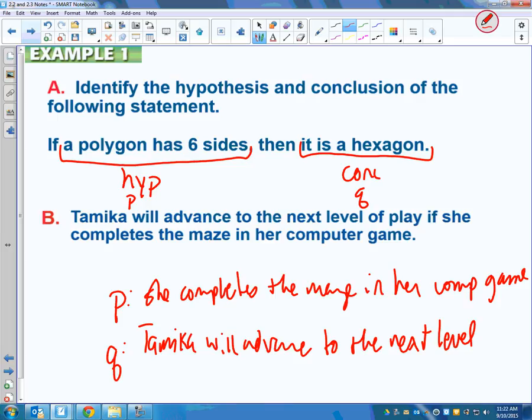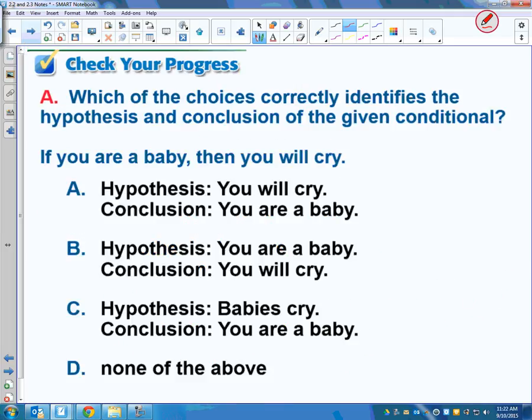Alright, let's see. I might have one on your computer now. I don't know. Oh, look, I do. If you're a baby, then you will cry.